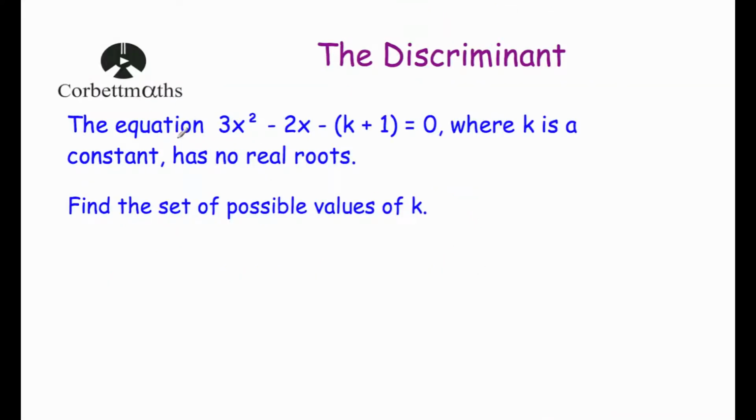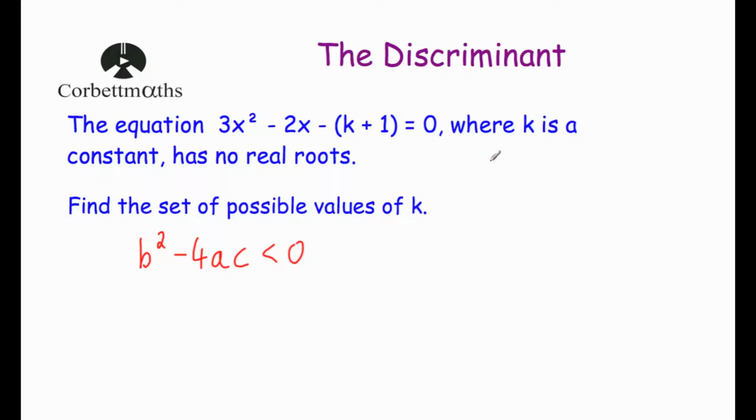Okay, so our next question says the equation 3x squared minus 2x minus (k plus 1) equals 0, where k is a constant, has no real roots. So that says no real roots, so we know the discriminant is going to be less than 0, so the bit under the square root will be negative, so b squared minus 4ac is less than 0. And we've been asked to find the set of possible values of k.